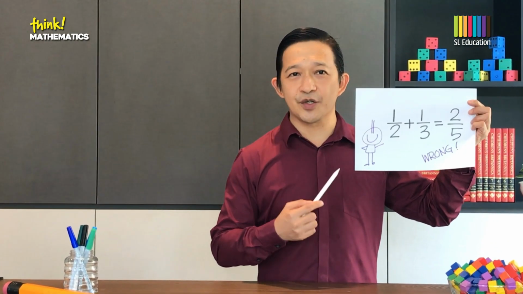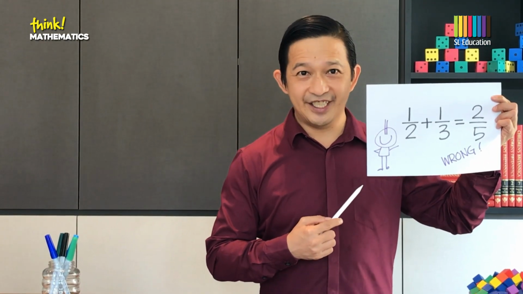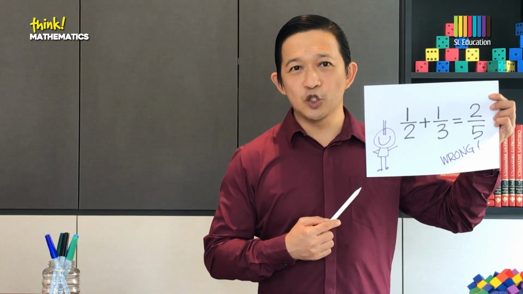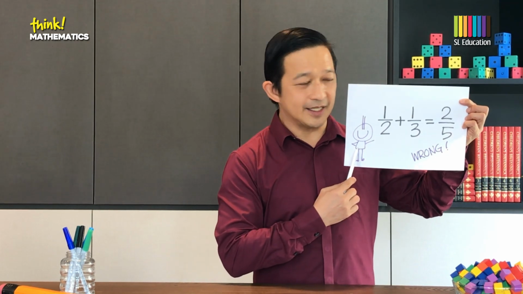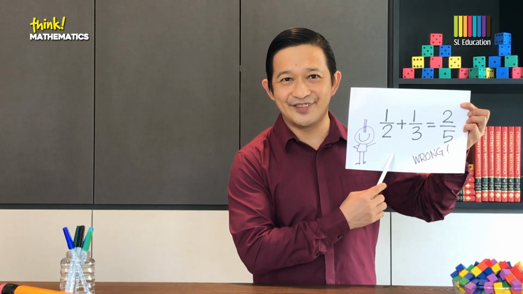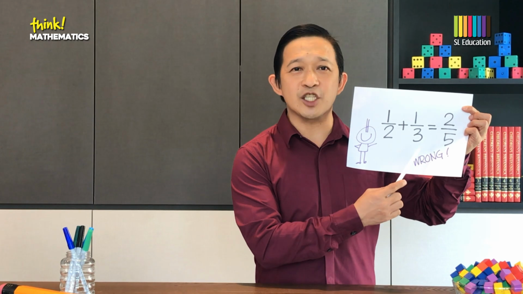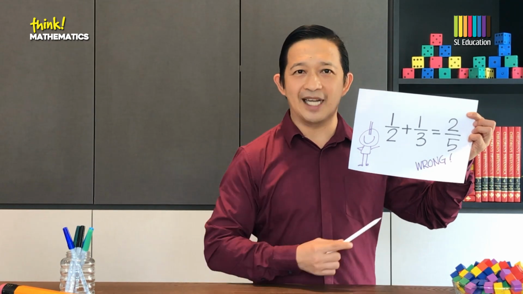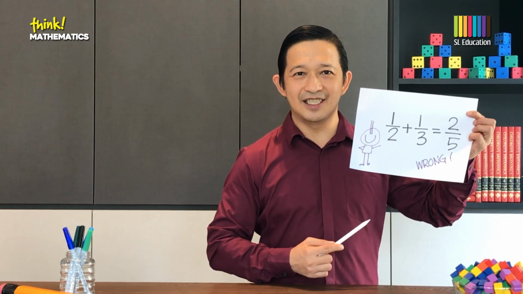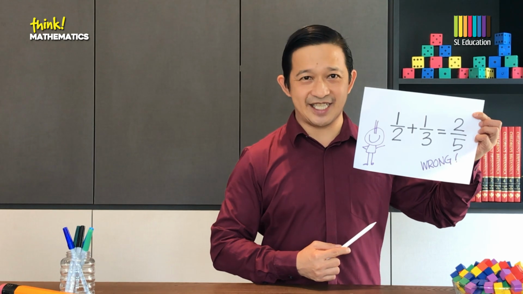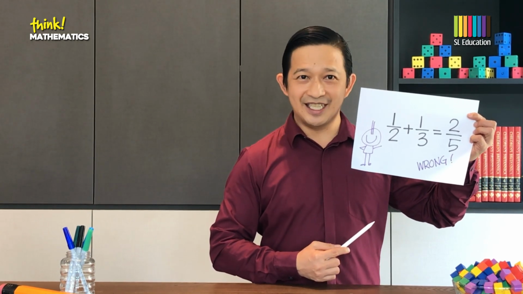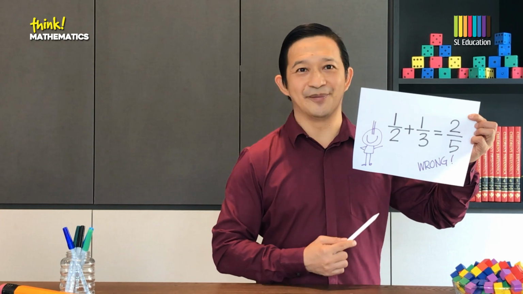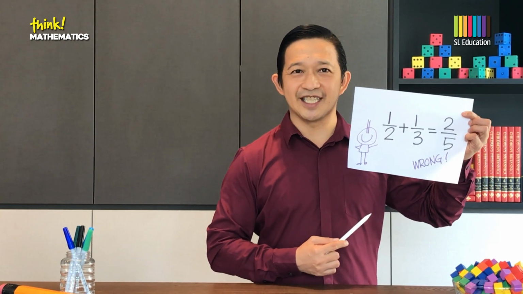He was trying to do addition. He was trying to add two fractions. And he got this. He thinks that the sum of 1/2 and 1/3 is 2/5. But it is wrong. Our problem today is to explain to him why he is wrong and to help him figure out the correct sum.